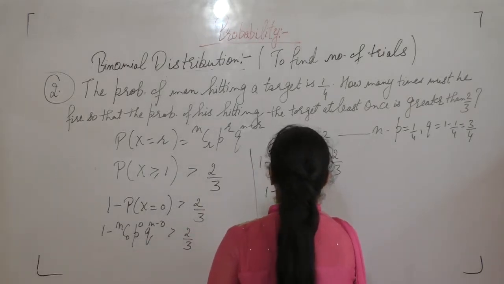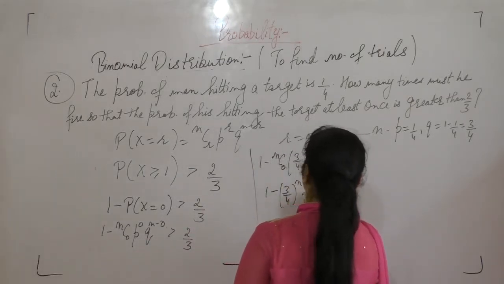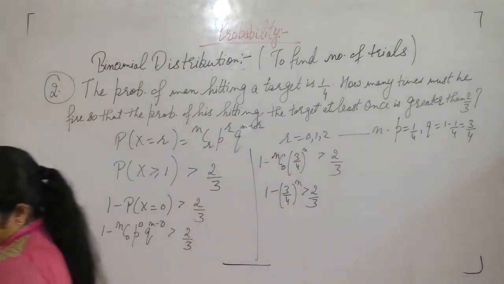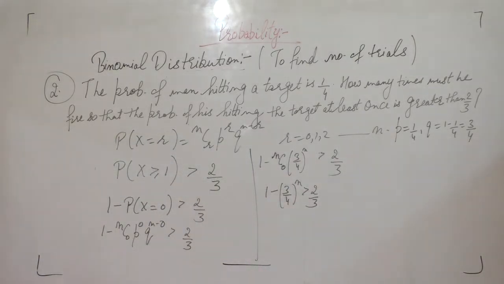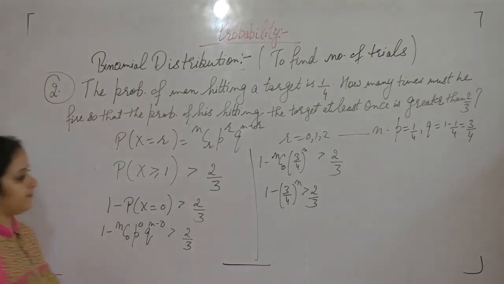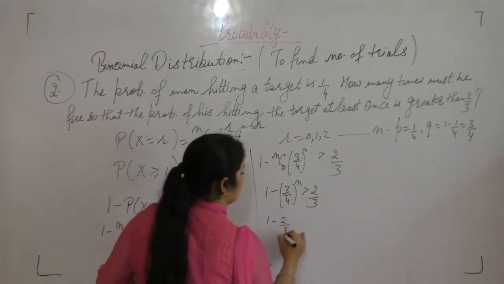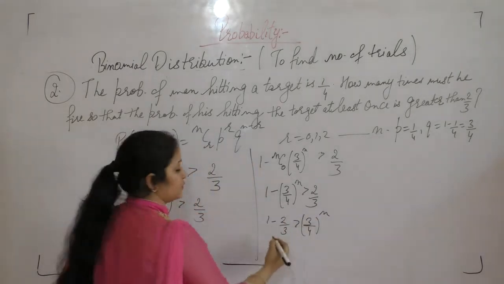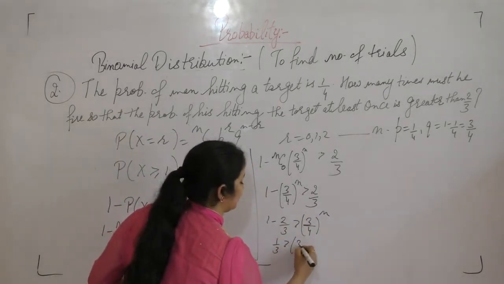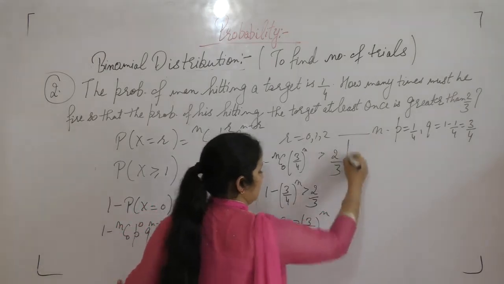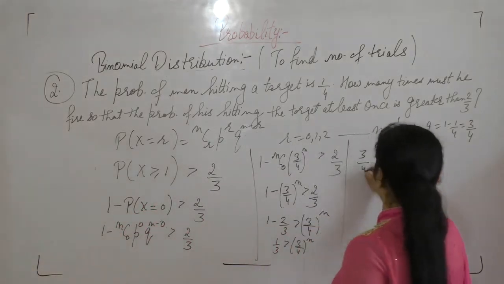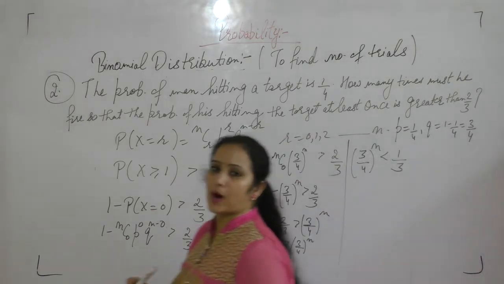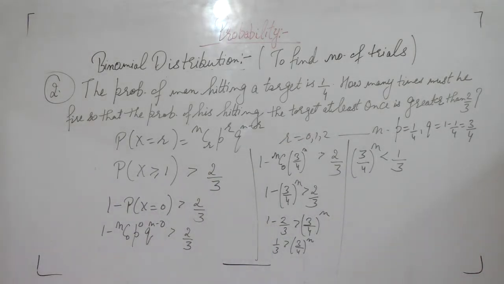1 minus (3/4)^n is greater than 2/3. Now 1 minus 2/3 is greater than (3/4)^n. So 3 minus 2, 1/3 is greater than (3/4)^n. Or we can write it as (3/4)^n is less than 1/3.